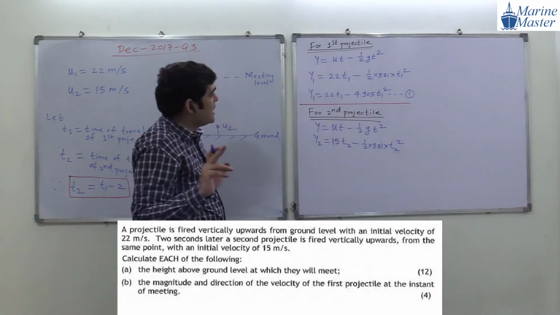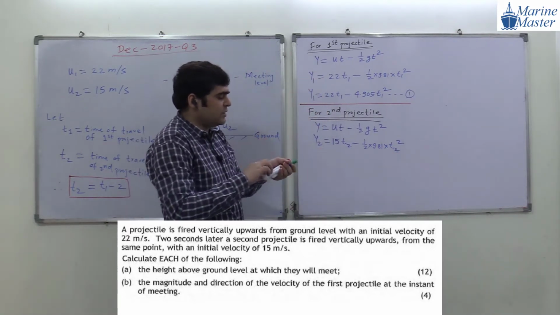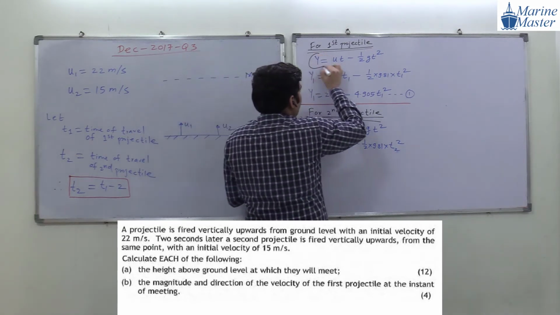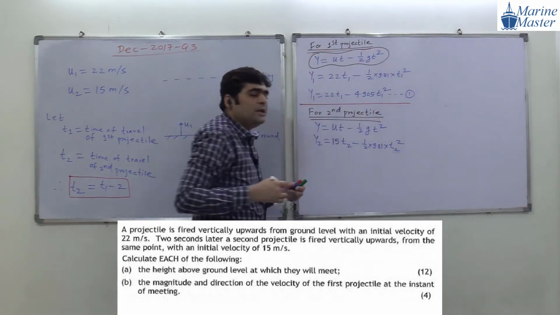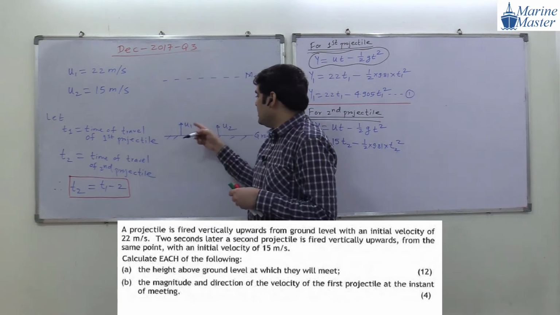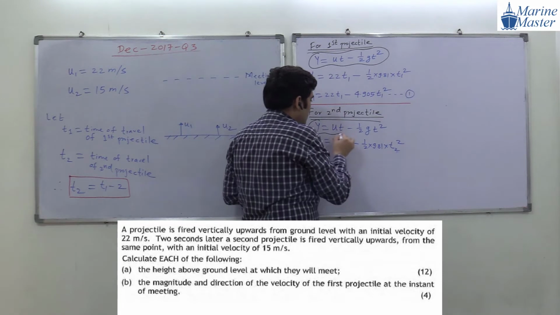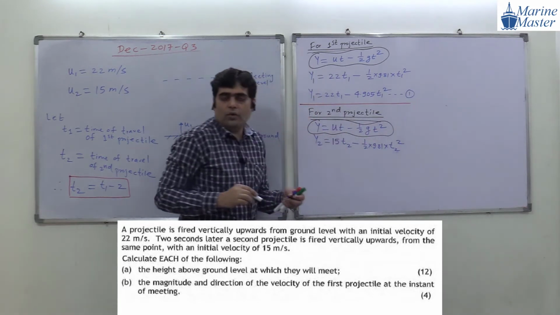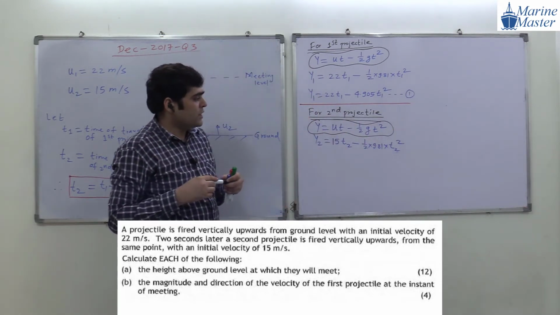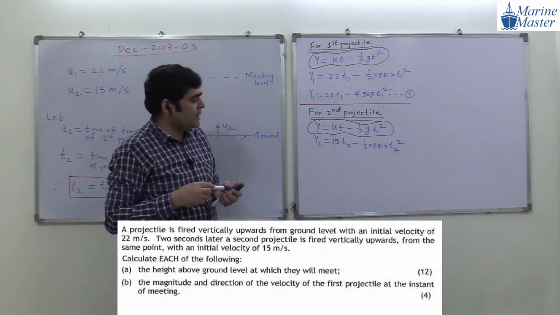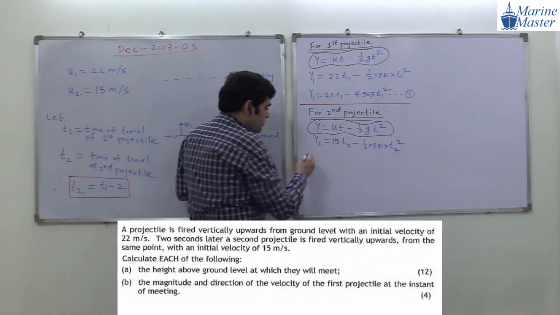Okay, guys, are you getting my point? Why are we able to apply these equations here? Why can we apply this equation of motion in gravitational field? Because on both the projectiles, only gravitational force is acting. So for both the projectiles, we are able to apply this equation. Now y2 is equal to what? 15 t2 minus half.